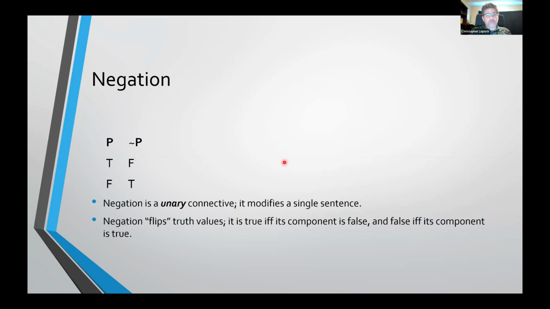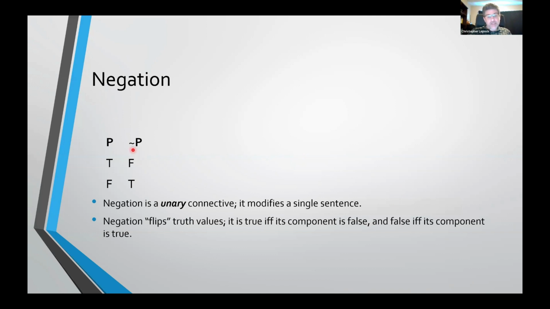Next, we have negation. It's a little bit weird to call negation a connective, because it doesn't actually connect anything to anything. It just modifies a single sentence. It goes in front of a sentence to modify it. And logicians explain the difference by saying that negation is a unary connective and the other ones are binary connectives, which doesn't really make it any less weird, but that's how it is.